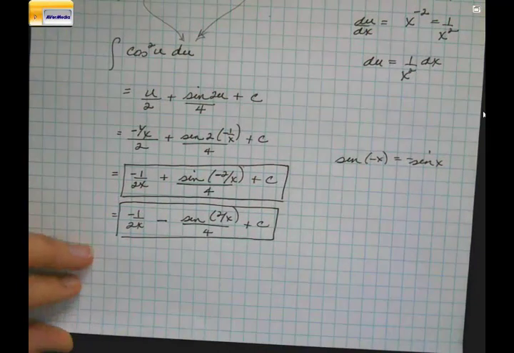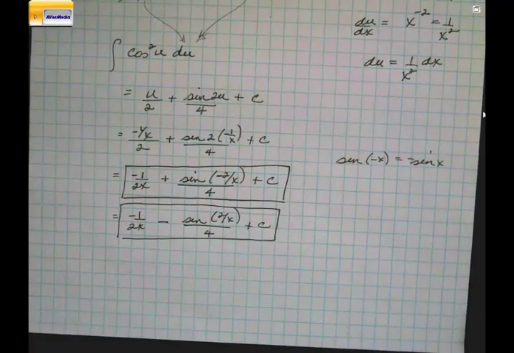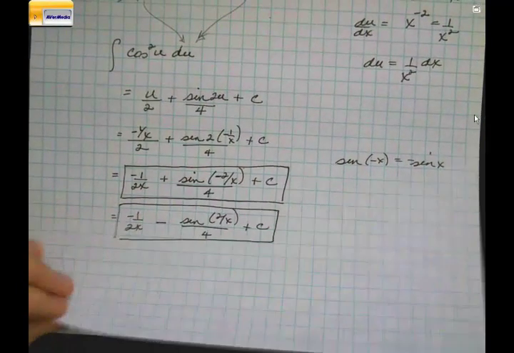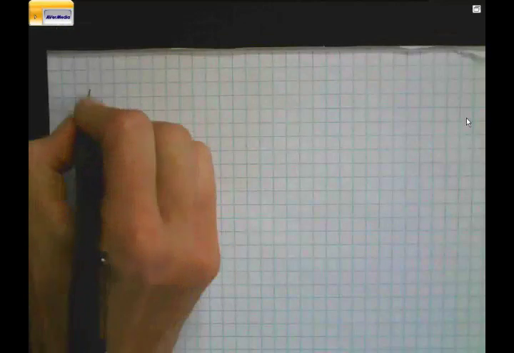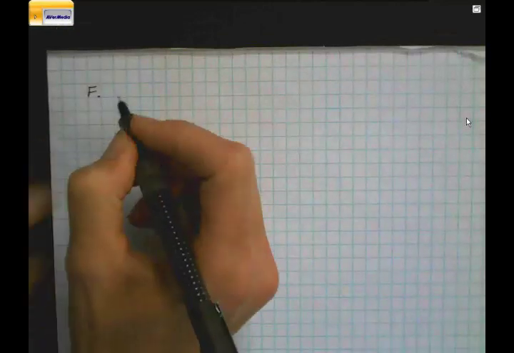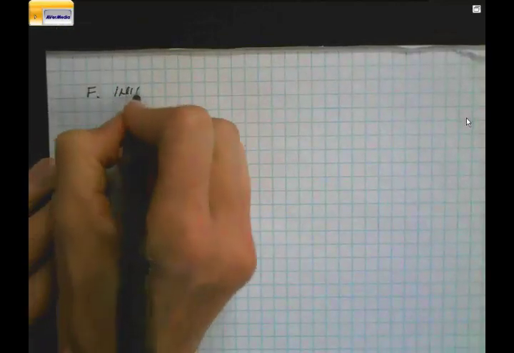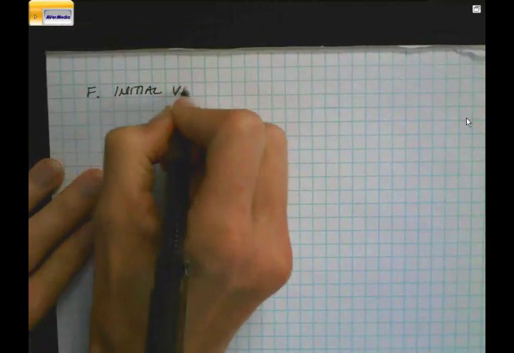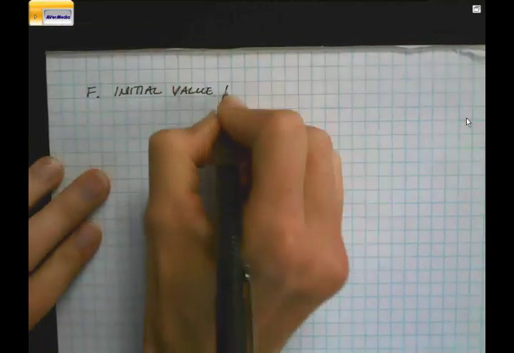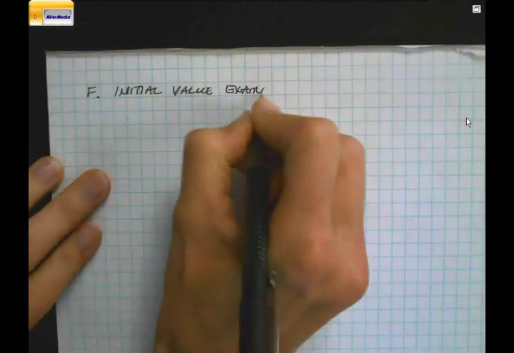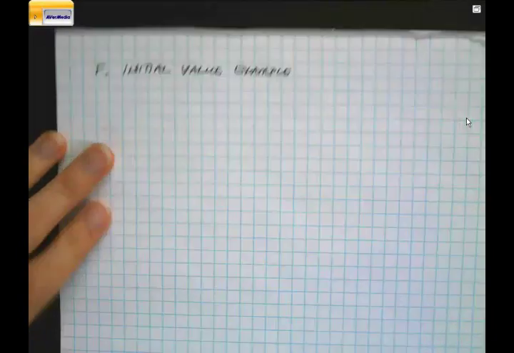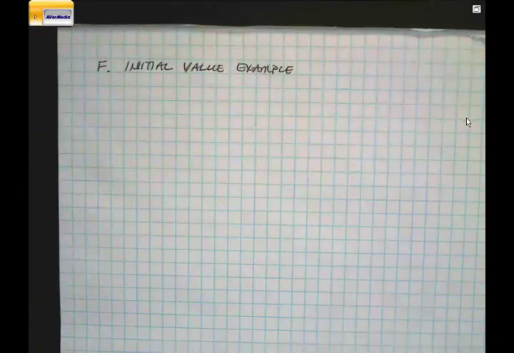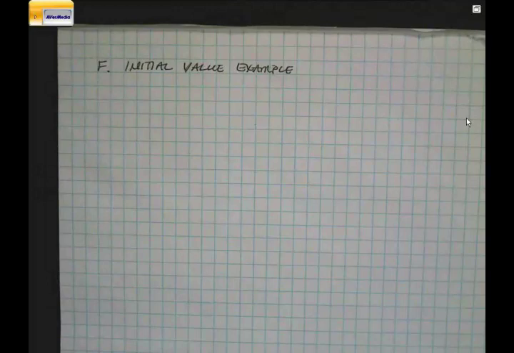Okay. One more question. It's going to get a new title. F. Initial value examples. This is not hard. It's just the notation. It's kind of wild.